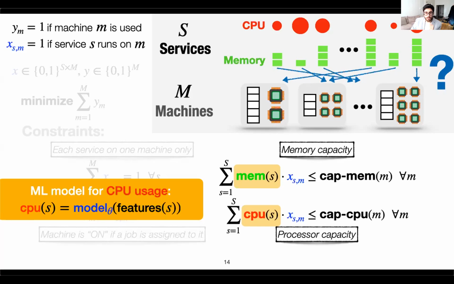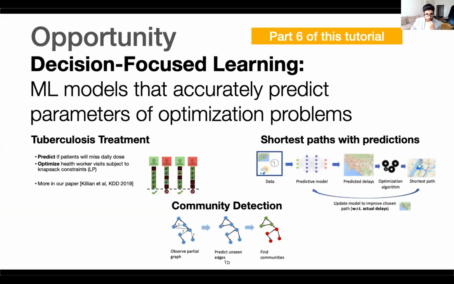This particular interaction between machine learning and combinatorial optimization, namely what happens with predictions of parameters of optimization problems and how we can train machine learning models that are accurate for the downstream optimization task, is another key aspect of this tutorial. It has become known as decision focused learning, and this will be part 6 of the tutorial. The goal will be to train machine learning models that accurately predict parameters of optimization problems, and there Bistra will illustrate various applications and methods that can achieve that.